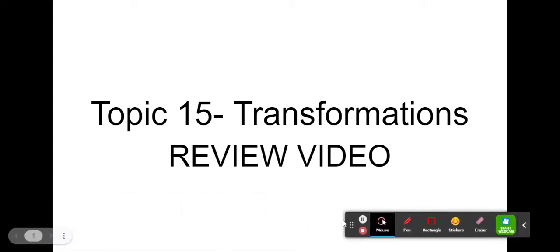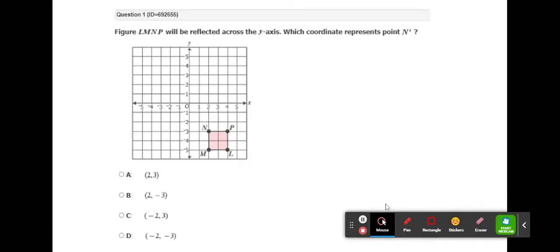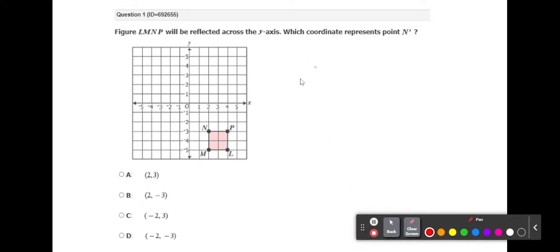All right, guys, today we're going to look at the transformations test in order to prepare for the retake. So hopefully you can pull up Horizon and see what your original answers were and see which ones you really need to focus on as I go over these.